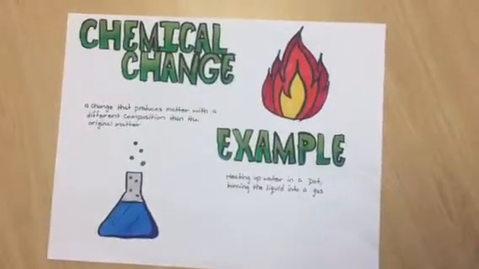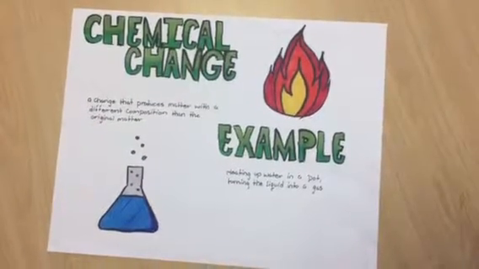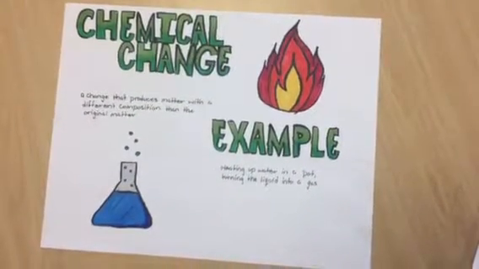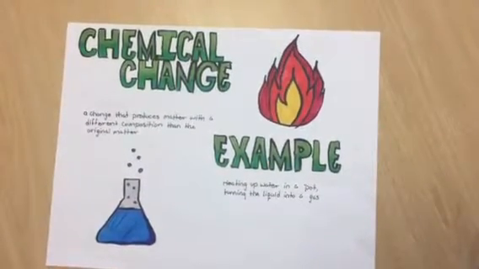Chemical change is a change that produces matter with a different composition than the original matter. An example would be heating up water in a pot, turning the liquid into a gas.